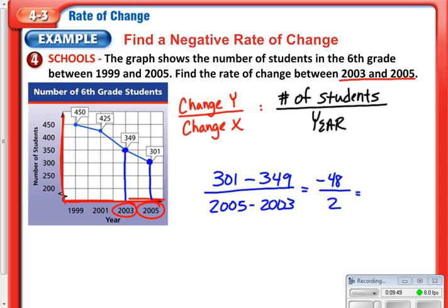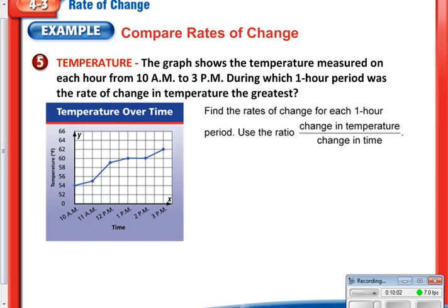To break this down, to simplify, it's basically we lost 24 students per year again. Our last problem here, temperature. The graph shows the temperature measured on each hour from 10 a.m. to 3 p.m. During which 1 hour period was the rate of change in temperature the greatest? So we have to go ahead and figure out all these rates of change from each given hour.